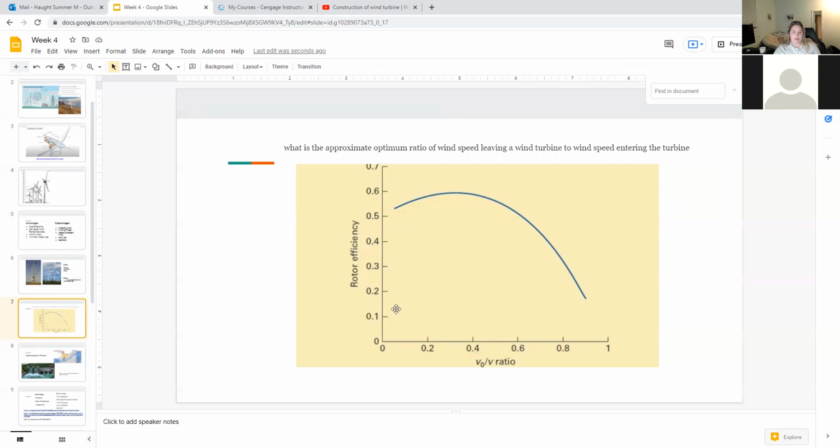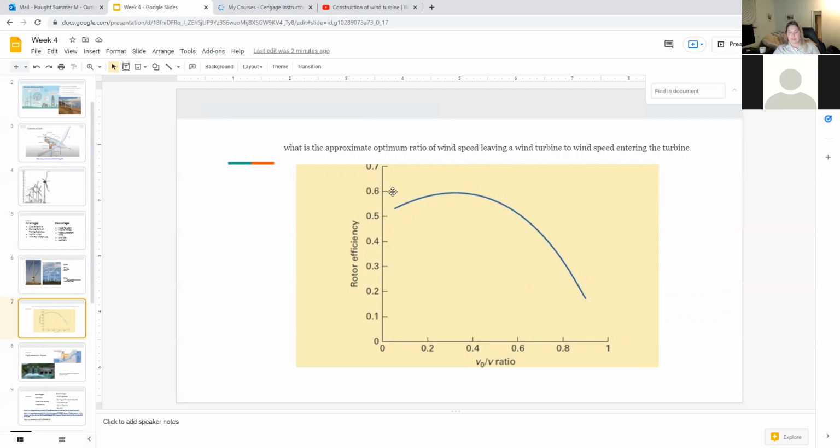So obviously, we want the highest efficiency, right? That's going to give us our optimum situation. So for this example here, you would want to look at where the peak is and then go down to see where your ratio is. And that's going to help you determine what ratio is the best for the optimal efficiency.